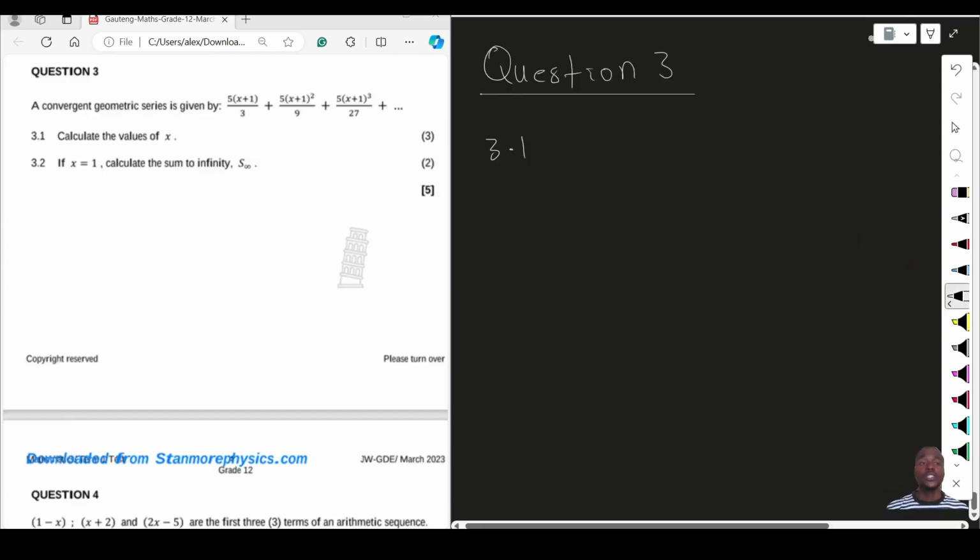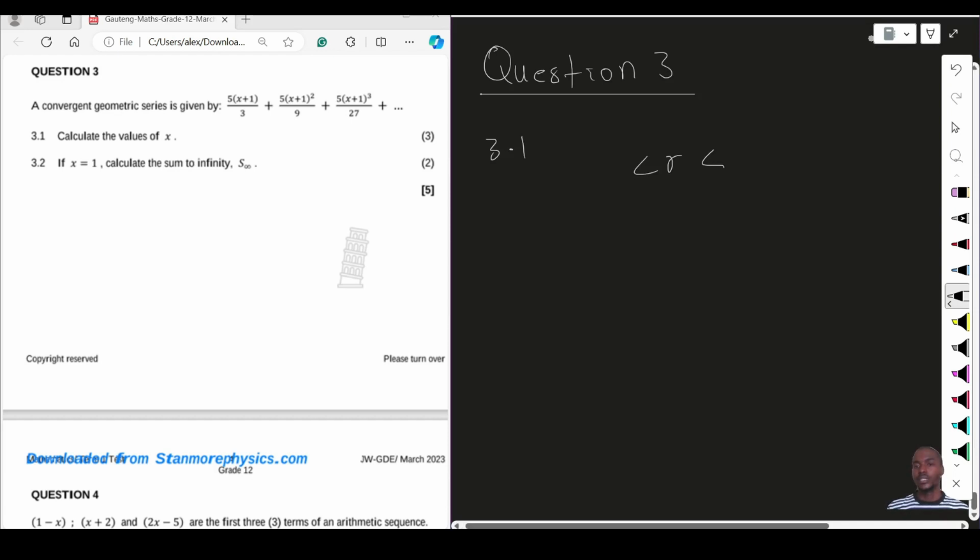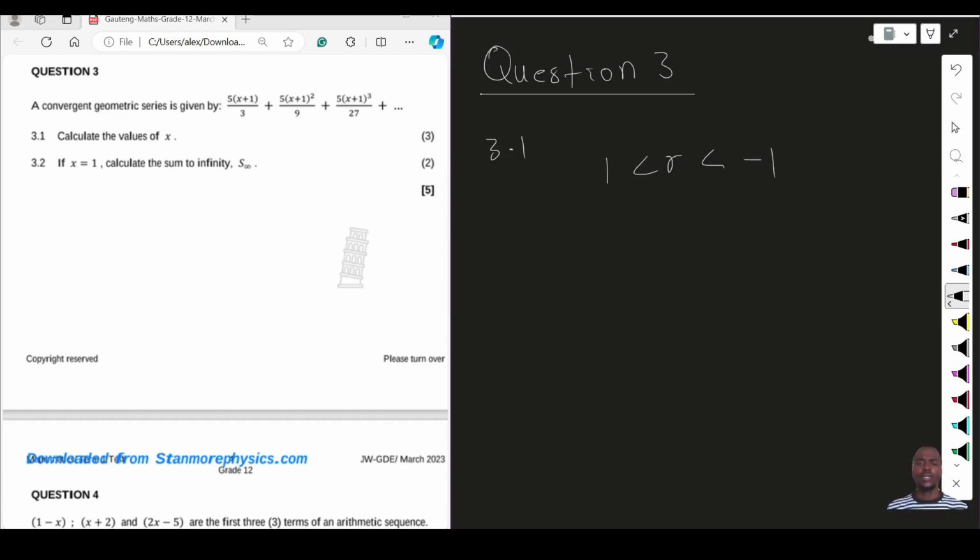For question 3, they say a convergent geometric series is given by 5x plus 1 divided by 3 plus, then it continues like that. 3.1 says calculate the values of x. So when they say a series is geometric and it's convergent, they mean that r should be between what? Between -1 and 1. But they didn't say prove that it's convergent, so we do not really need this, but for knowledge's sake, you really need it.